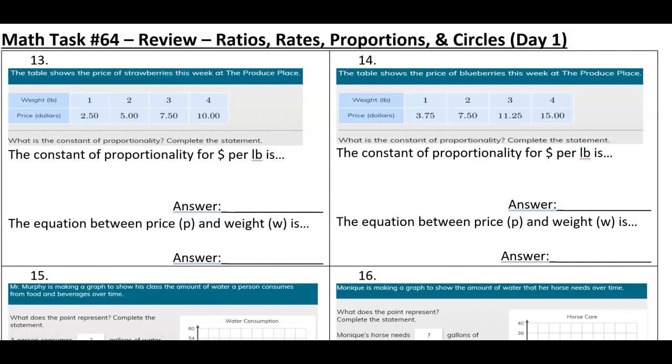So when we take a look at this, it says the constant of proportionality for dollars per pound. So that means dollars is getting divided. 250 divided by 1 is just equal to 250. Remember, whenever you see your denominator of 1, you have a unit rate, so it's 250 per pound is your constant of proportionality. So then the equation between price P and weight W is P is equal to our constant of proportionality, which was 2.50 W. So we can take any weight, multiply it by 2.50, and we can get our price. Pause the video and try number 14.